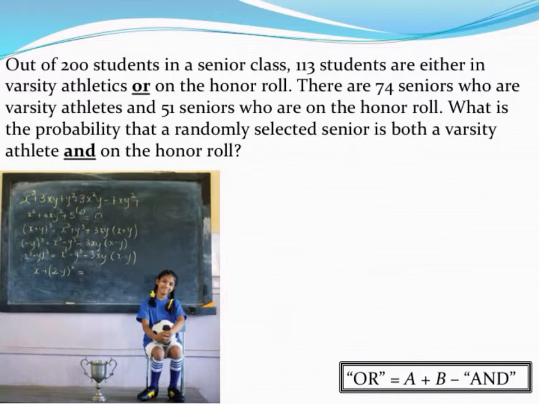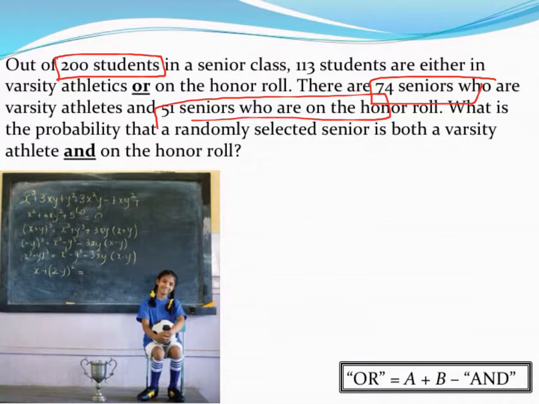In this example, we've got a senior class that's made up of 200 students. Some of those students are varsity athletes. We've got 74 seniors who are varsity athletes. Some of those seniors are on the honor roll. However, of course, there are students who are on both of those.